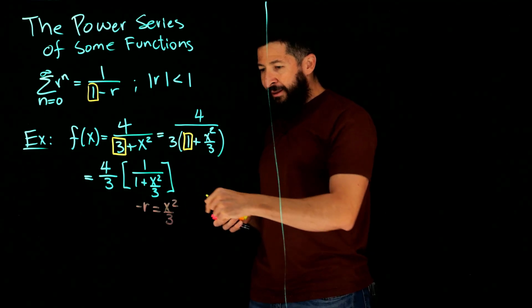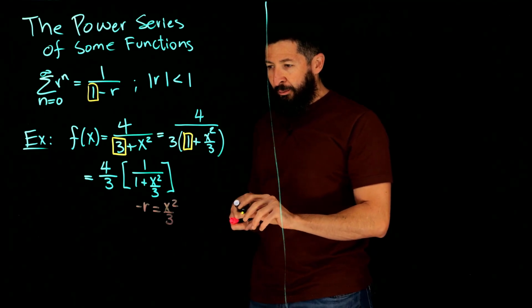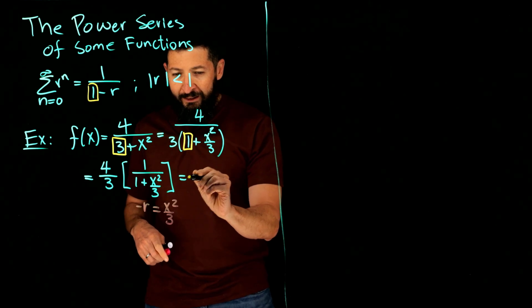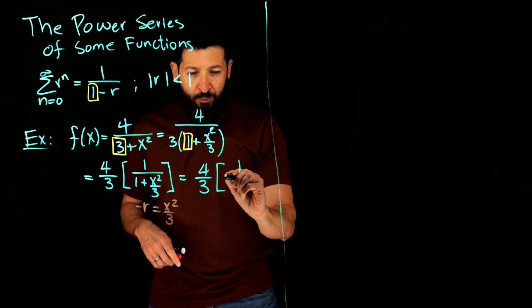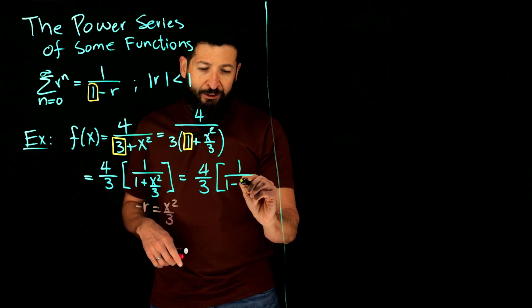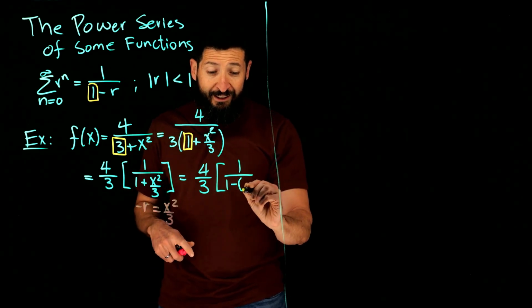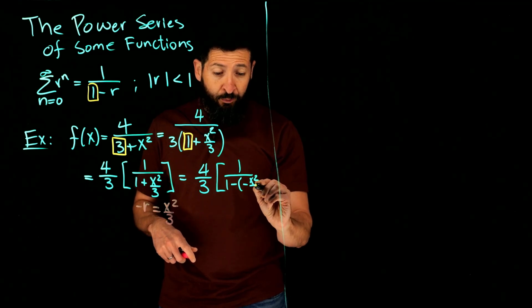Well, r is going to be the negative of x squared over 3. So how am I going to rewrite it? Well, here we go. I copy the 4/3. I'm going to do the 1 over 1, now minus, because I needed a minus, negative x squared over 3.